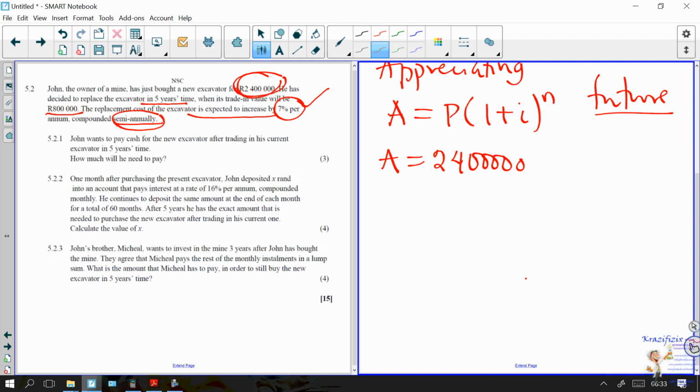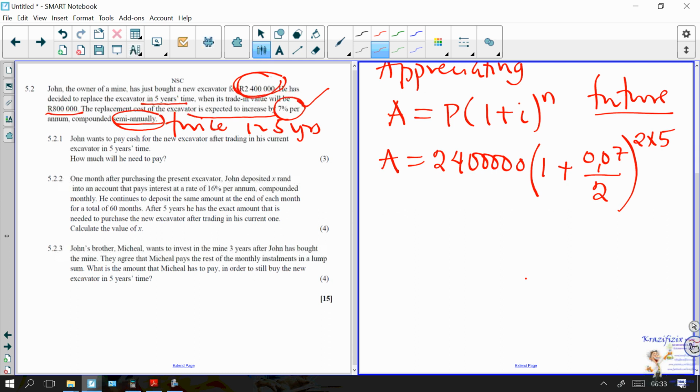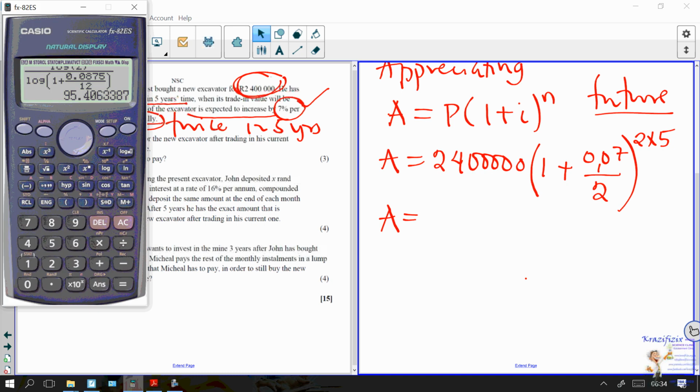Okay, and then what do I have? 1 plus 7% is 0.07, compounded how many times? Semi-annually, twice a year. So it's compounded twice a year in 5 years. So what am I going to have there? 2 multiplied by 5. That gives me 10. So what is the worth of this machine in the next 5 years? 2, 4, 1, 2, 1, 2, 3. Please be careful of the zeros.